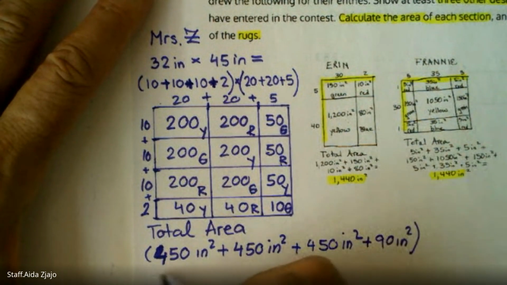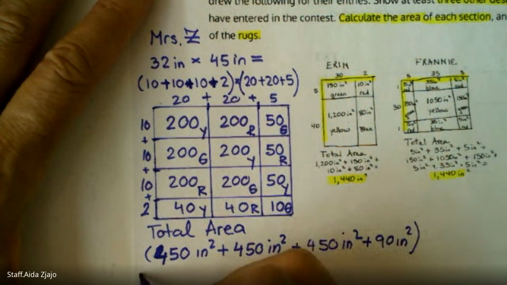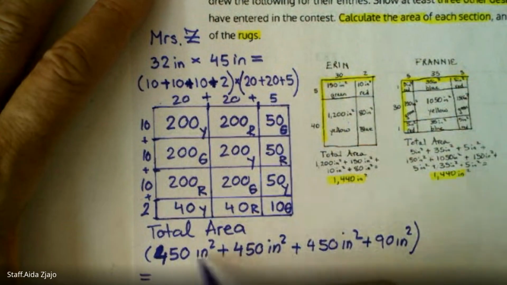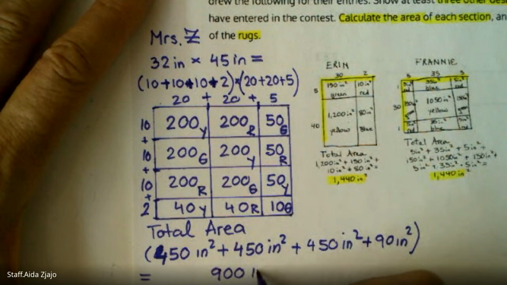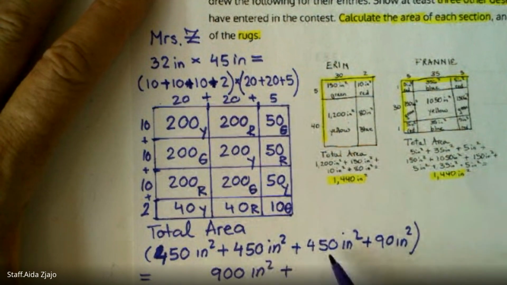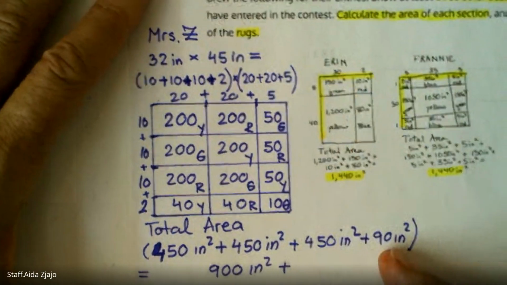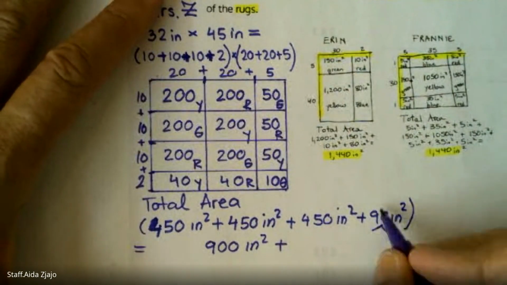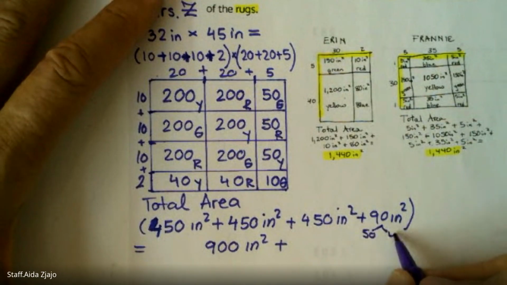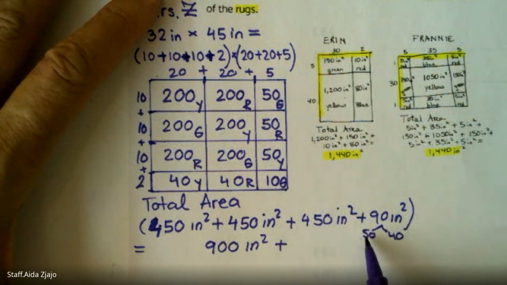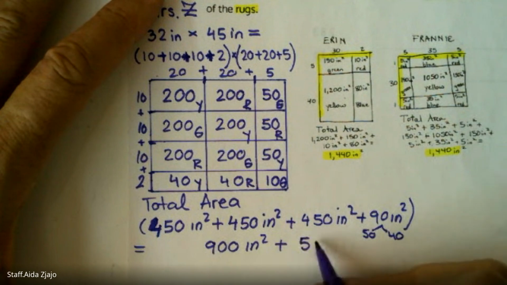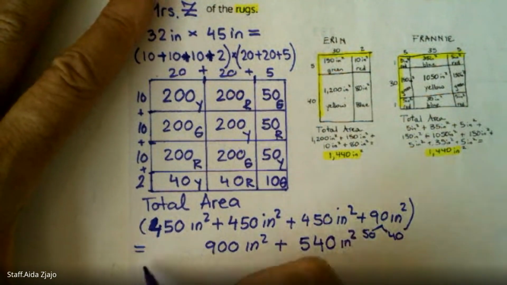Okay, so now that is equals, okay, if I add 450 and 450, that would be 900 altogether inch squared, plus 450 plus 90. If I decompose 90 into 50 and 40, I can say 450 plus 50 is 500 plus 40, 540 inches squared. So now I add this also together.